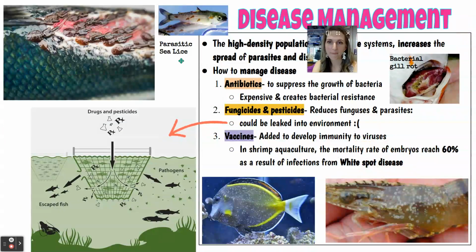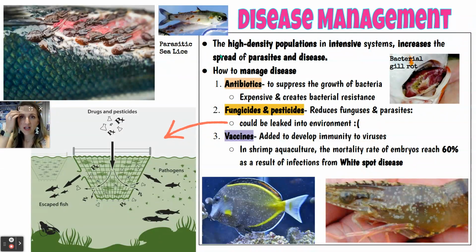Disease management. In high density populations, so in your intensive systems, this will increase the spread of disease because they're so close together. How they manage it, there's antibiotic use. This will suppress the growth of bacteria. It's expensive and it will create bacterial resistance.